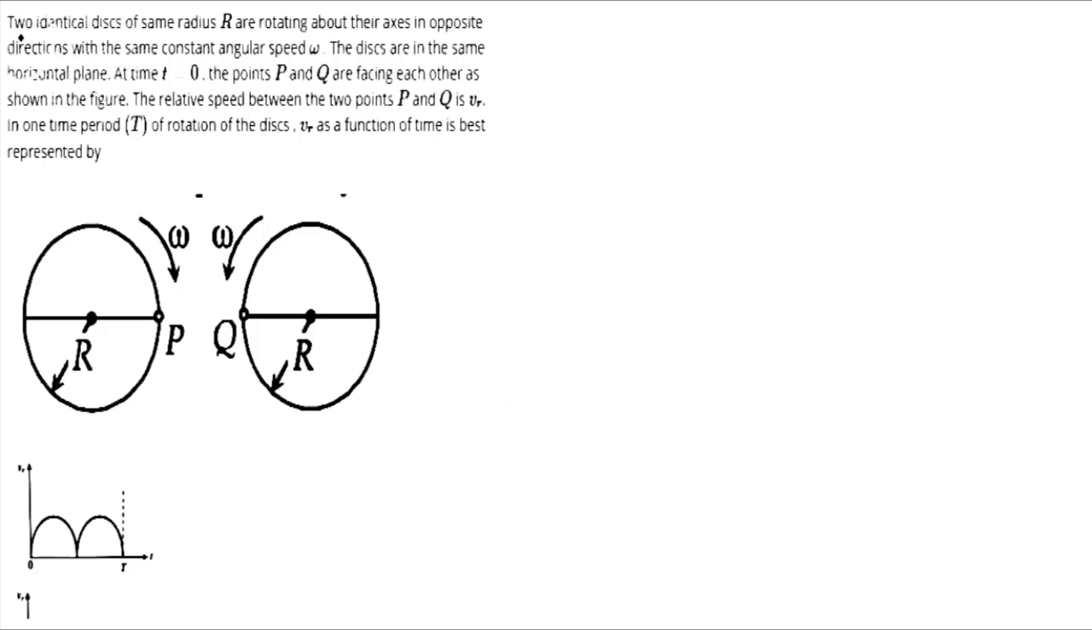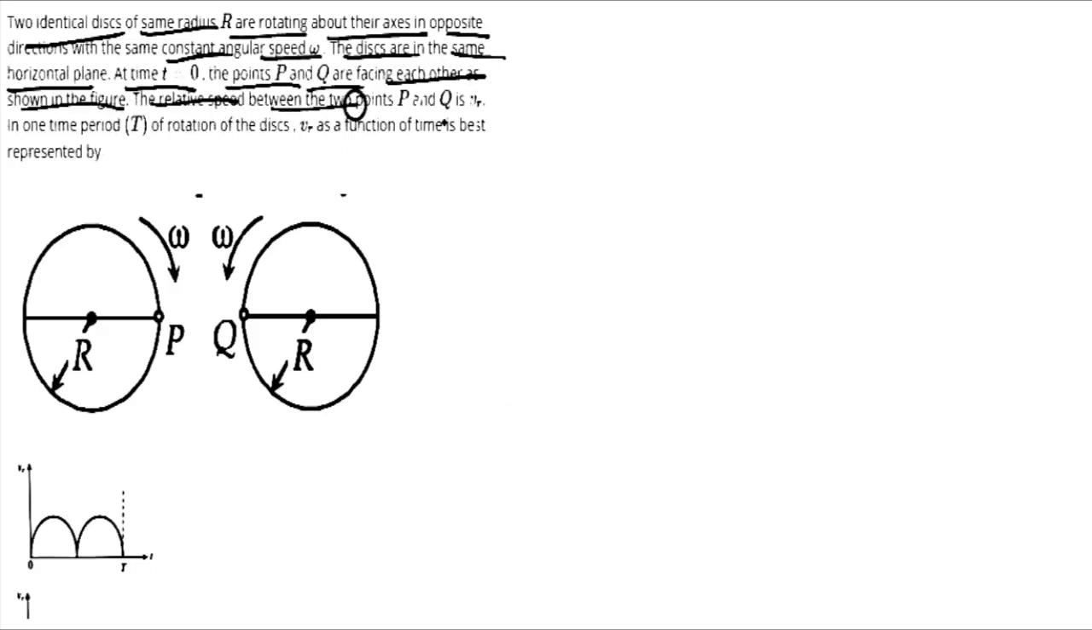The question is that two identical disks at the same radius r are rotating about the axis in opposite directions with the same constant angular speed omega. The disks are in the same horizontal plane at time t equals 0. Points P and Q are facing each other as shown in the figure.